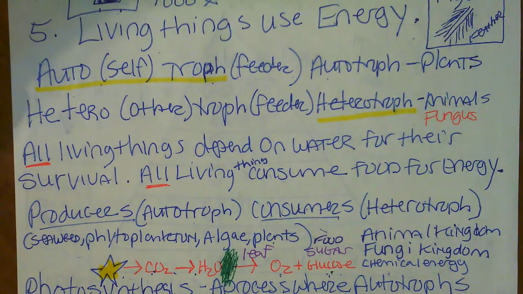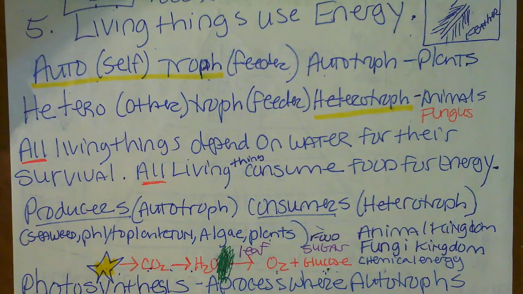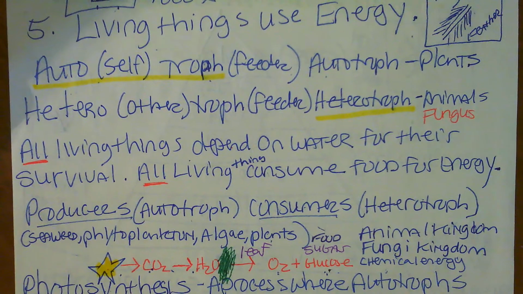Page 5, which is what we did today in Zoom. Living things use energy. All of these words on this page are very important, starting with autotroph. Auto meaning self, troph meaning feeder. Autotrophs are plants, algae, seaweeds, different things that can do photosynthesis. Heterotrophs mean other feeders. You are a heterotroph.